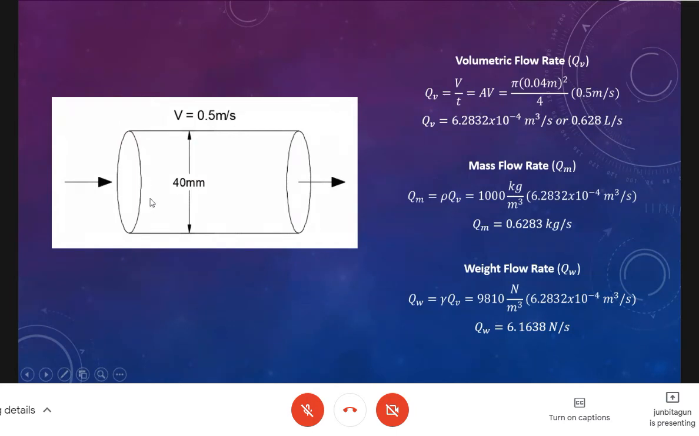Now, the cross-sectional area for this one is a circular cross-section, so it's pi d squared over 4 as the area. And the velocity is given as 0.5. Now we can get the Qv, or the volumetric flow rate, as 6.2832 times 10 raised to negative 4 cubic meters per second. But if we are to convert this into liters, take note, guys, 1 cubic meter is 1,000 liters. So if you have a 1 meter by 1 meter by 1 meter container, you can fill it up with 1,000 liters of Coke.